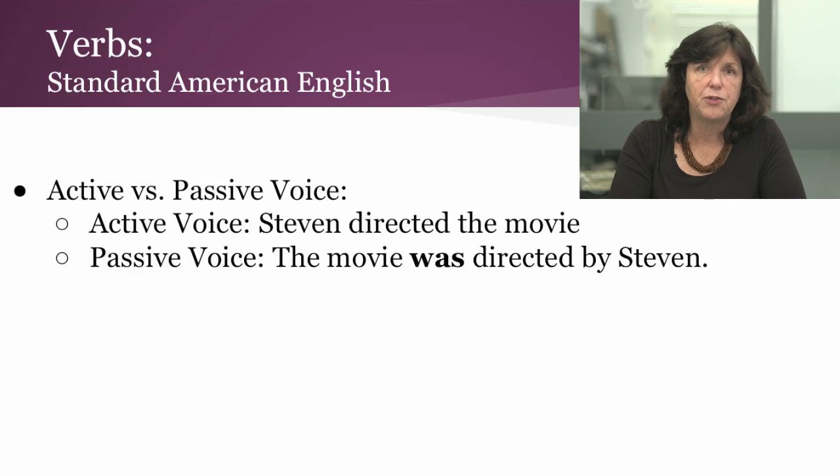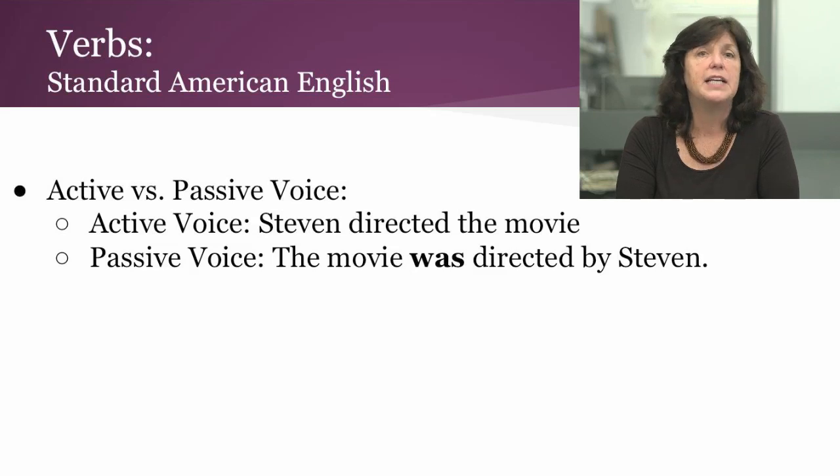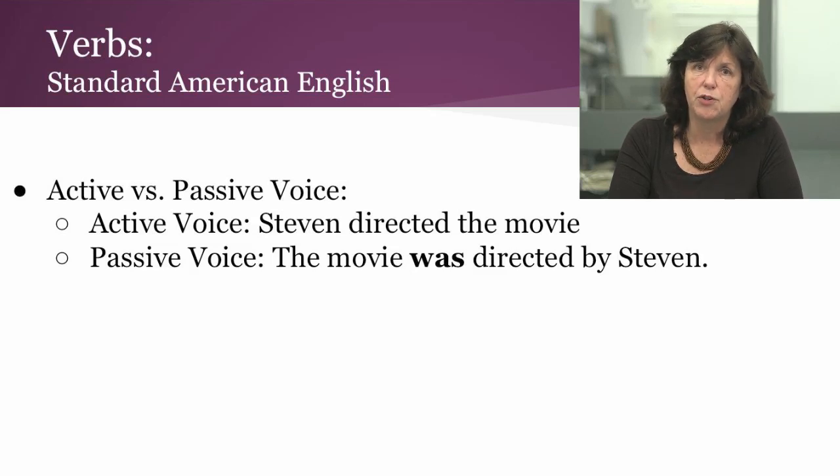A verb's voice refers to whether that verb's subject is doing the action or receiving the action. In the active voice, the subject is said to be the performer of the action. For example, in the sentence, Stephen directed the movie, Stephen is the performer of the action. He directed the movie. In the passive voice, on the other hand, the action is performed on the subject. For example, the movie was directed by Stephen. Notice the presence of the auxiliary verb was in the passive voice.